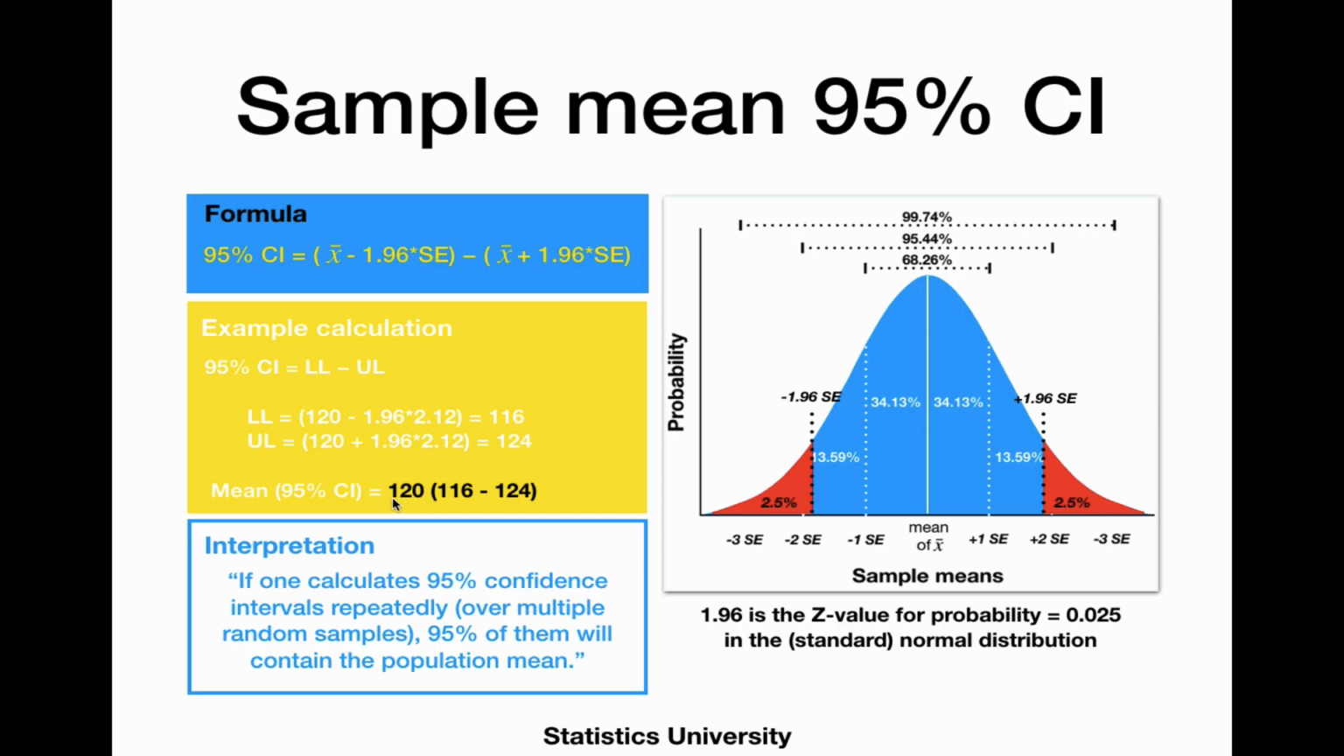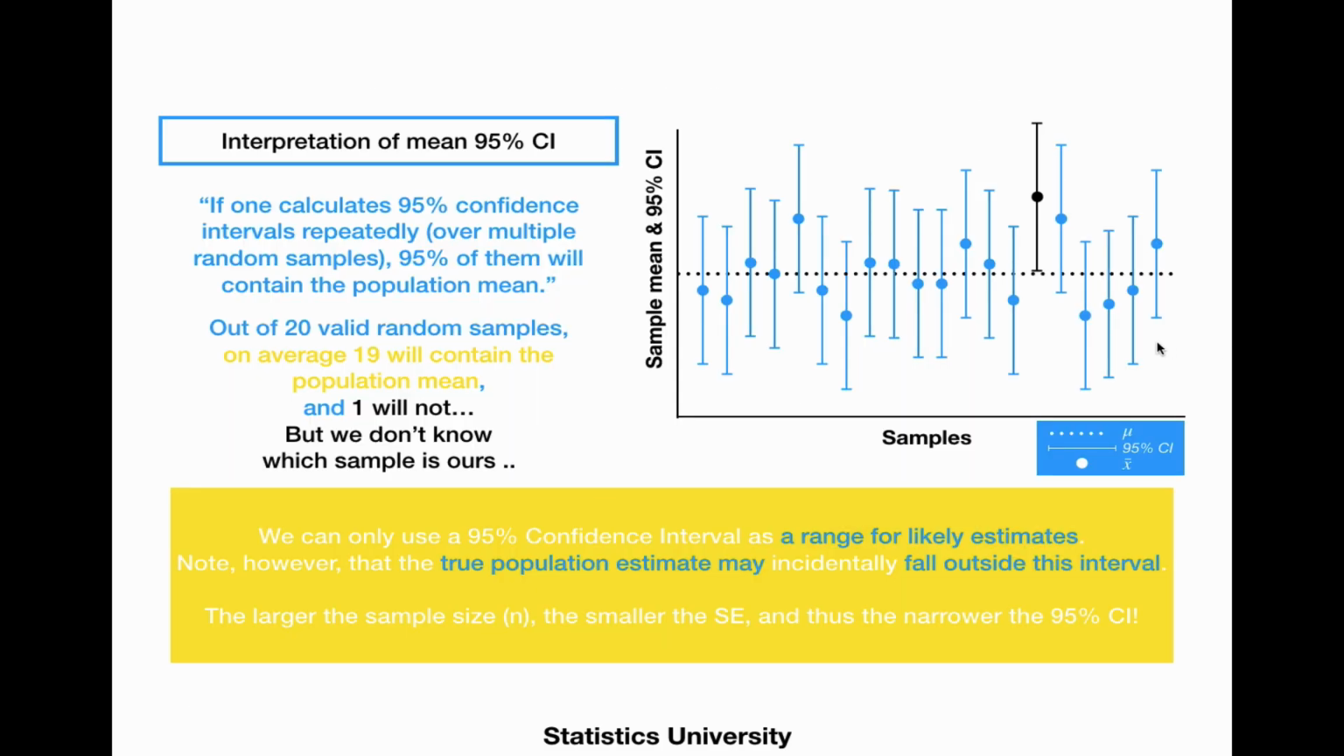So in our example, we have calculated a mean in our sample of 120, but it would not be odd to have a population value that ranges from 116 to 124. This figure displays the concept of the 95% confidence interval graphically, where repeated studies show different sample means and 95% confidence intervals. And the true population mean value here is depicted with a dotted line.